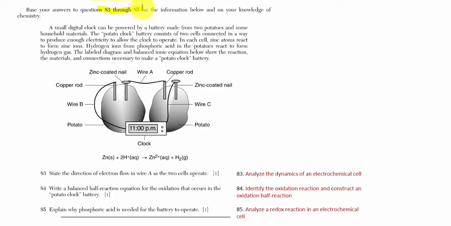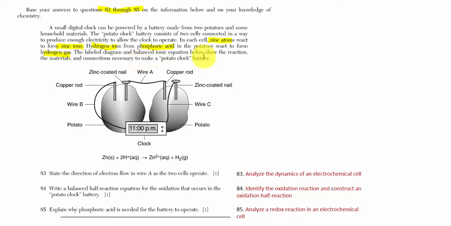And for the final set of questions, 83 to 85, we are going to be looking at some redox. A small digital clock is powered by a battery made from 2 potatoes and some household materials. The potato clock battery consists of 2 cells connected in a way to produce enough electricity to allow the clock to operate. In each cell, zinc atoms react to form zinc ions. Hydrogen ions from phosphoric acid in the potatoes react to form hydrogen gas.